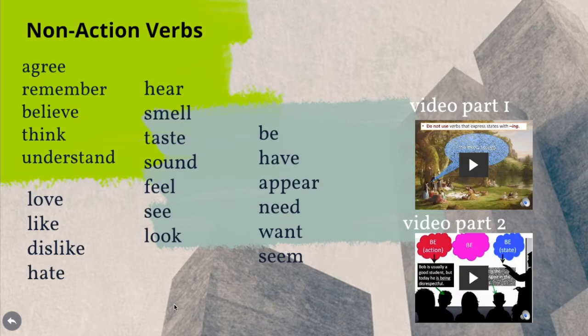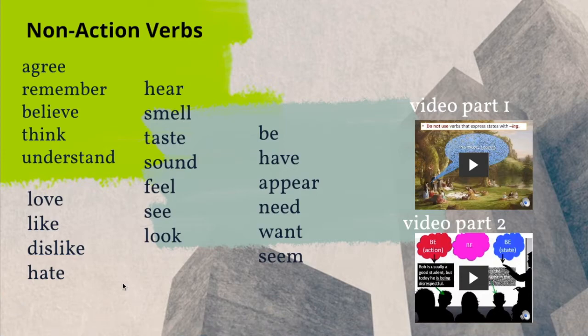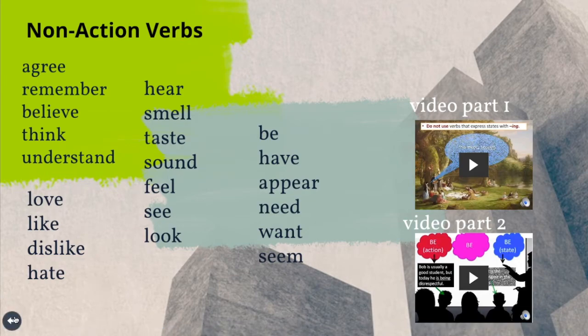So these are not all of the non-action verbs in English, but this represents the most common non-action verbs. And we can see that they're non-action because if you think about it, we can't really see these things happening, not like the other action verbs that we just talked about. So these are non-action verbs. Later, you will watch some videos that explain more about non-action verbs.